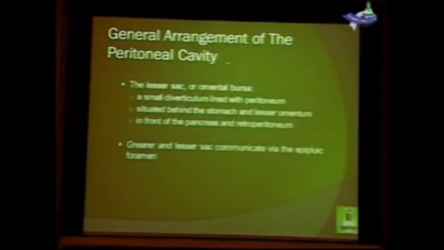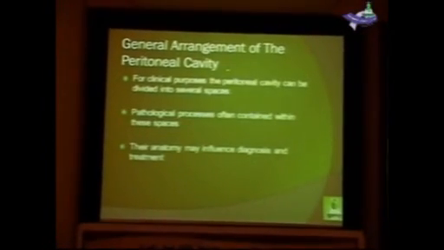In anatomy they call it the omental bursa, and in surgery we call it the lesser sac. It's a small diverticulum lined with peritoneum, and it is situated behind the stomach and the lesser omentum. And it is also situated in front of the pancreas and the retroperitoneal structures behind the stomach. The greater and lesser sacs communicate via the epiploic foramen. It's a small foramen where fluid can pass from each of the two sacs into the other one, and we'll talk about that also.